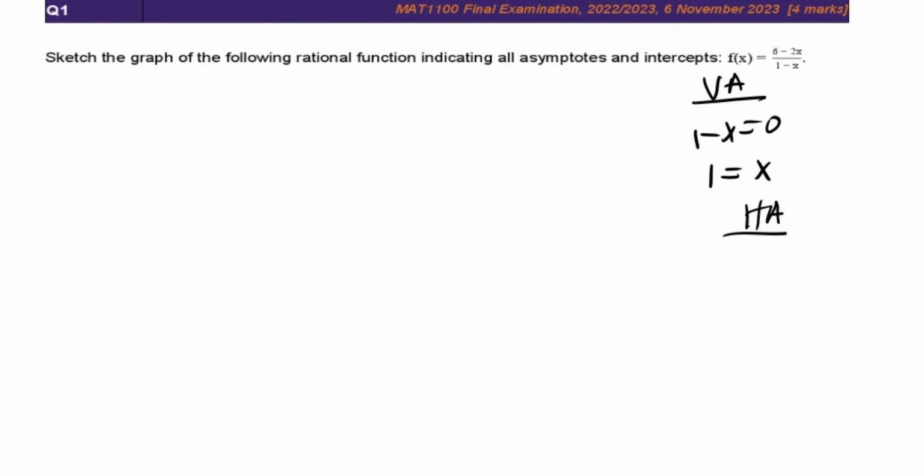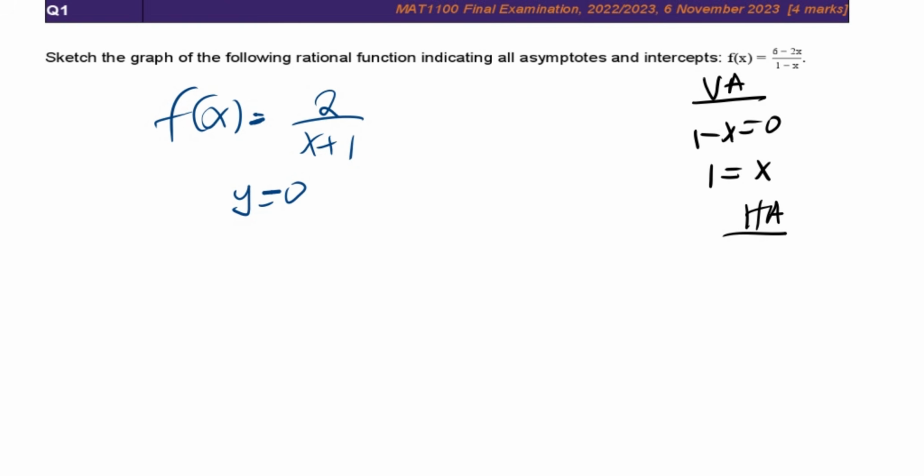Now find the horizontal asymptote. If the function is bottom heavy, for example, 2 divided by x plus 1, this function is bottom heavy. In this case, the horizontal asymptote is y equals 0, because down we have x, on top we don't have x. Or down we have x to the power 2, but on top we have x to the power 0. So this function is bottom heavy.